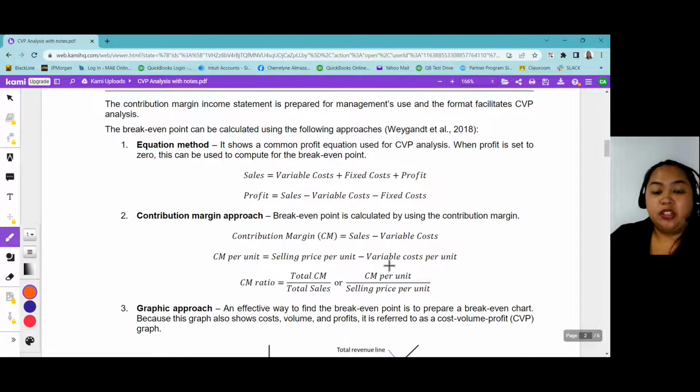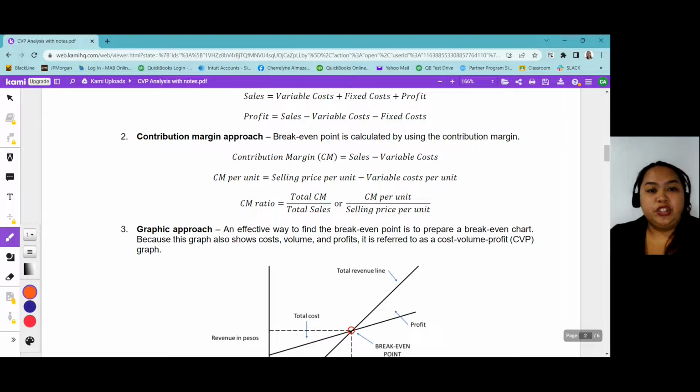Say for instance, meron kang target profit. Okay, so in order for you to get your profit, you have to deduct your variable costs from your sales and you have to deduct as well your fixed costs. Okay? Next is the contribution margin approach.